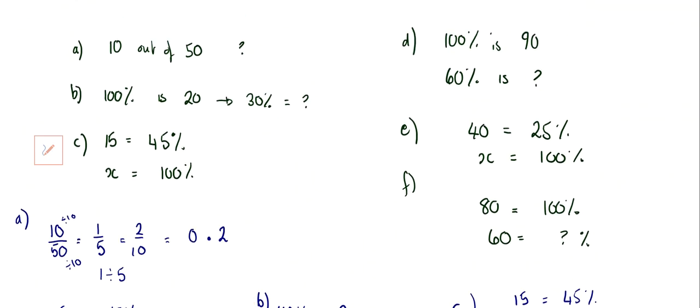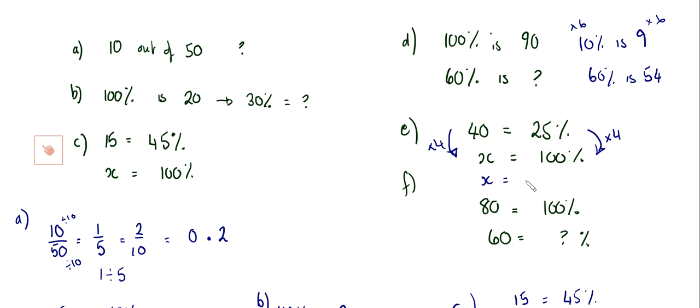D. Let's work that up here. 100% is 90, 60% is. So what can we do here? I would say 10% is 9 times 6. So 60% is 54. We've got this one. This one's nice and easy laid out like this. It's just times 4, isn't it? So therefore x equals 160.